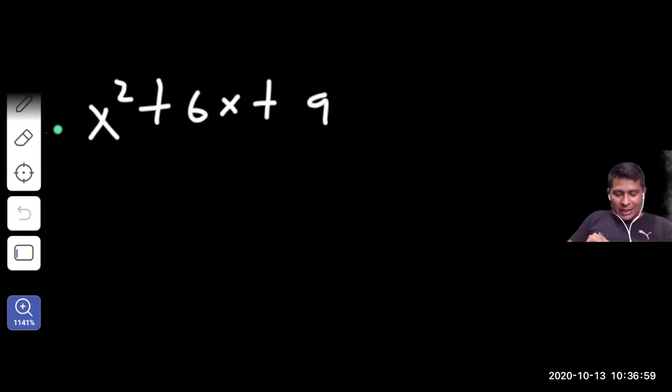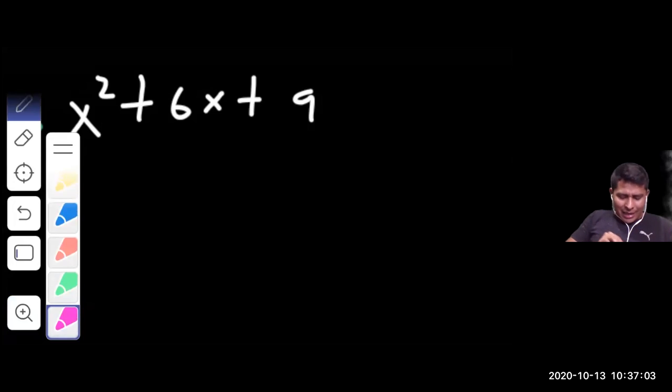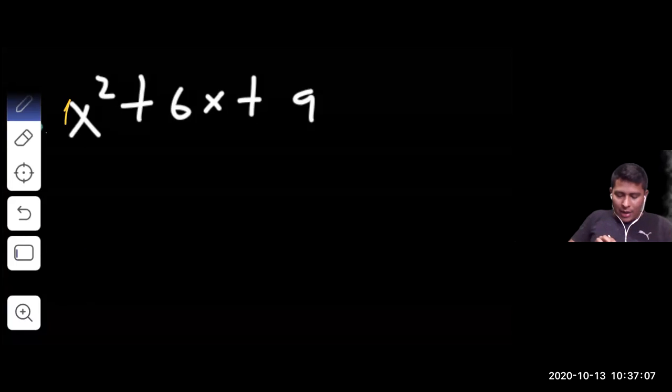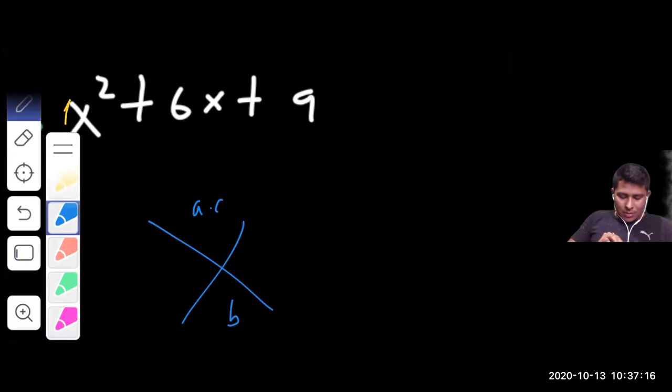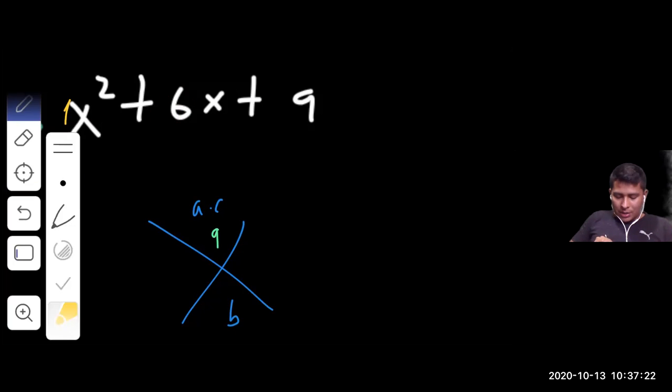We have the first one. This is x squared plus 6x plus 9. Here the leading coefficient is 1, so I get to use the big X method. What is a times c, guys? 1 times 9. That is 9. What is b? A, B, C, B. 6. It's going to be 6.